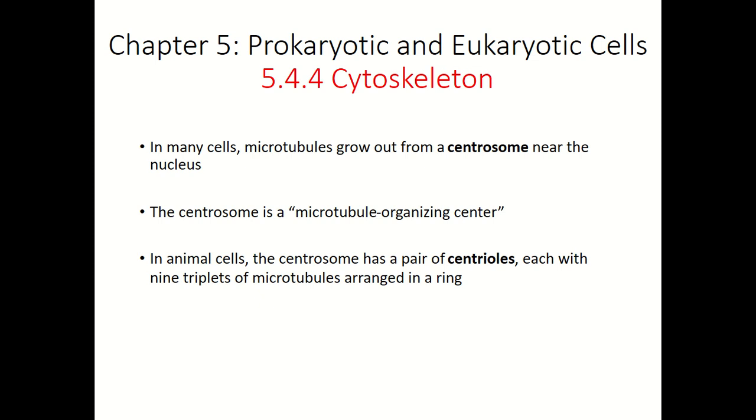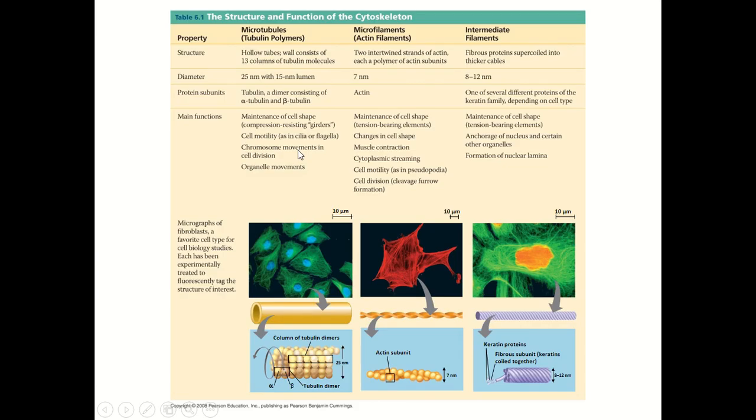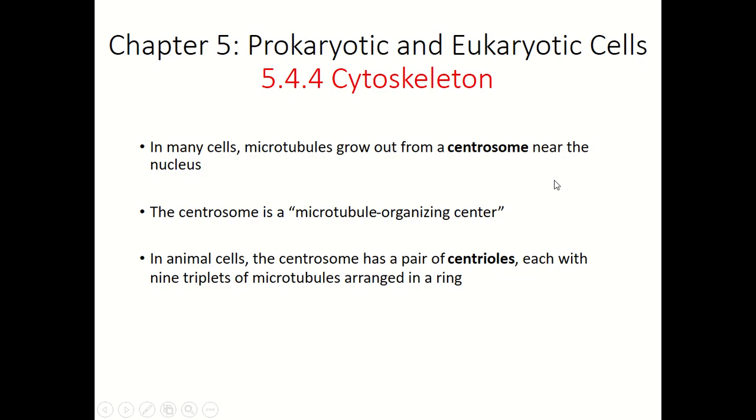So in many cells, let's look at the microtubule. Microtubules are made up of tubulin polymer, the thickest cytoskeleton, and grow out from a centrosome near the nucleus. You can find this during the prophase stage of mitosis and meiosis, and that's why the centrosome is known as the microtubule organizing center.